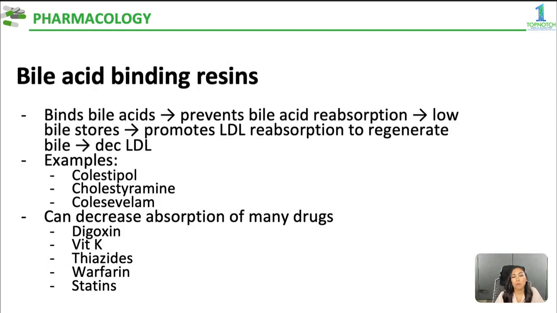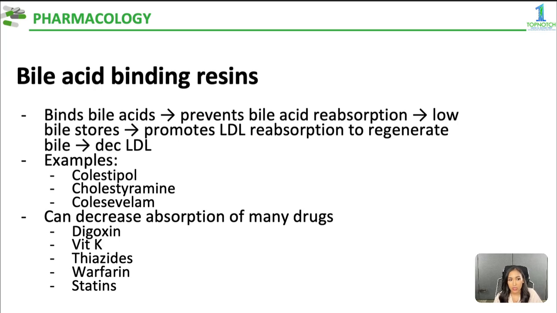Let's discuss. Bile acid binding resins bind bile. They prevent bile reabsorption. And because they prevent bile acid reabsorption, there is low bile stores, which promotes LDL reabsorption to regenerate bile, and therefore decreasing LDL. Examples are cholestyramine, colestipol, and colesevelam. It can decrease absorption of many drugs, particularly digoxin, vitamin K, thiazides, warfarin, and statins.